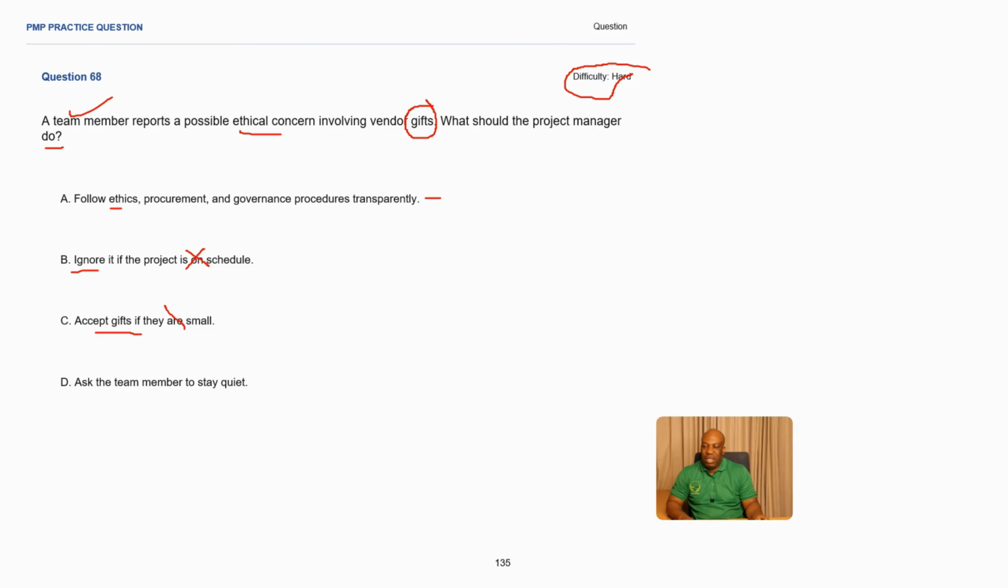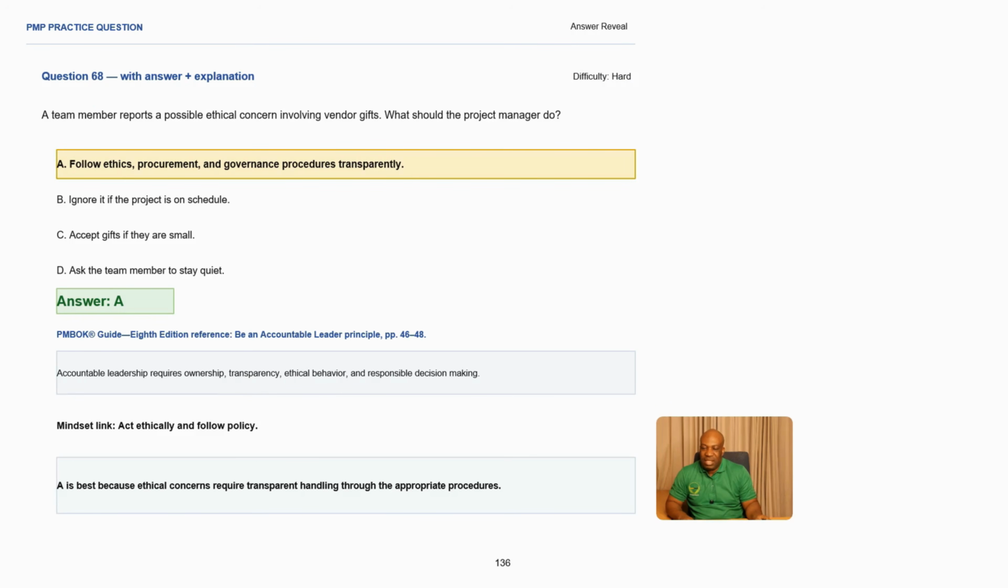So this cannot be the best answer in this particular scenario because this is coming from a member and some ethical issues. Ask the team member to stay quiet. You don't do this. You are hiding information. It's unethical. As a project manager, you don't do unethical things in a project environment. So it makes A the best answer in this particular scenario. So you need to follow ethics because this team member is raising ethical concerns here because of gifts. So you need to follow ethics.